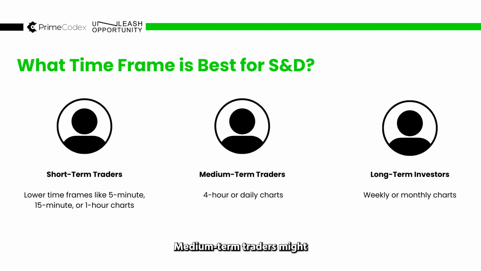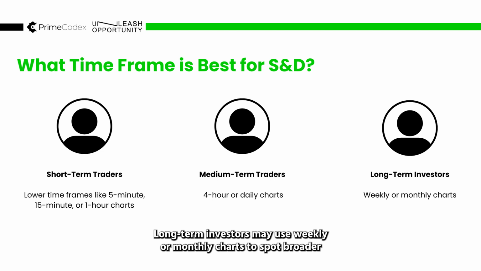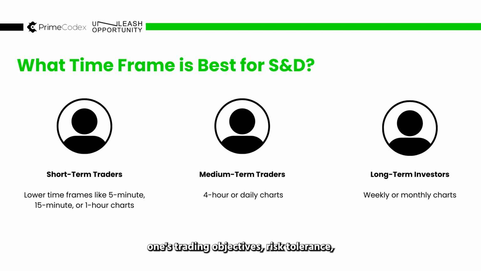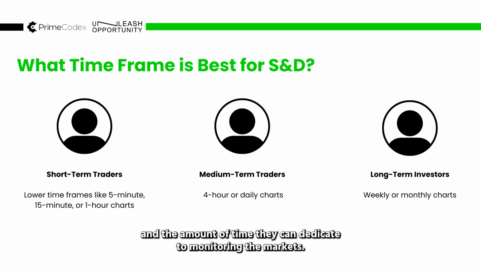Medium-term traders might opt for 4-hour or daily charts, capturing swing trades over a few days. Long-term investors may use weekly or monthly charts to support broader supply and demand levels for trend following strategies. Ultimately, the best time frame for supply and demand analysis depends on one's trading objective, risk tolerance, and the amount of time they can dedicate to monitoring the market.